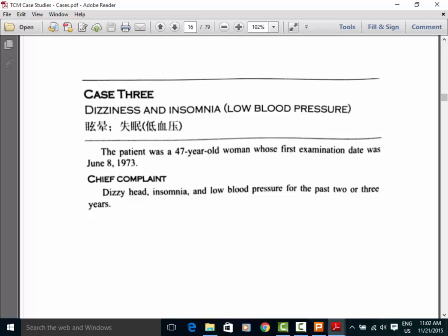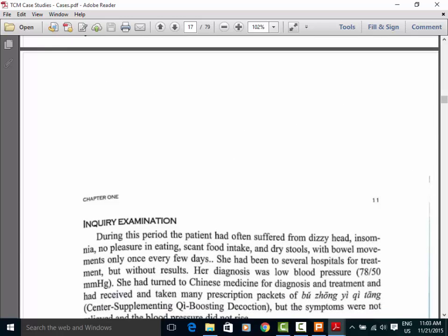Read through the case. The main signs and symptoms are dizziness and insomnia. It already tells you that they also have low blood pressure. The patient was a 47-year-old woman. Dizziness of the head, insomnia, and low blood pressure. What does that tell you? What is the likely diagnosis here? Deficiency of what? Blood. Yeah, obviously. See how simple this is? It's not difficult. She's had it for 2 or 3 years. It's chronic.